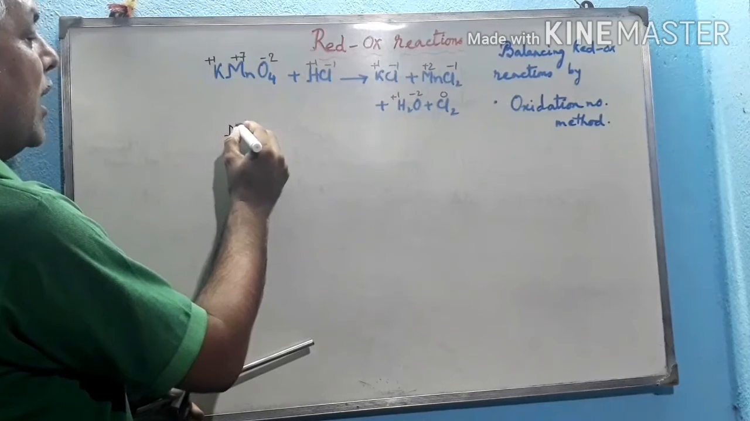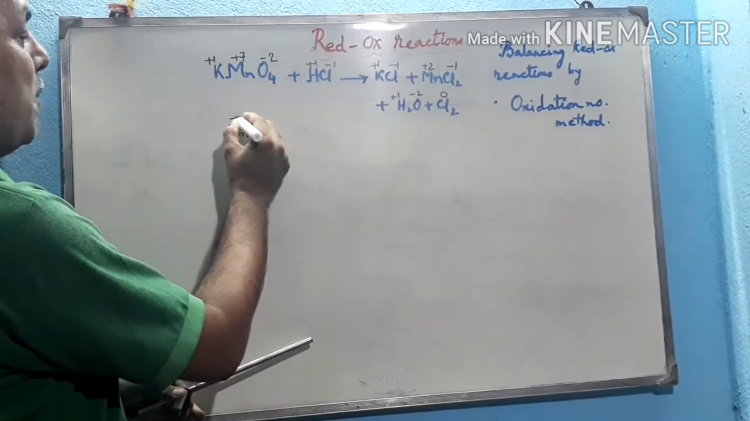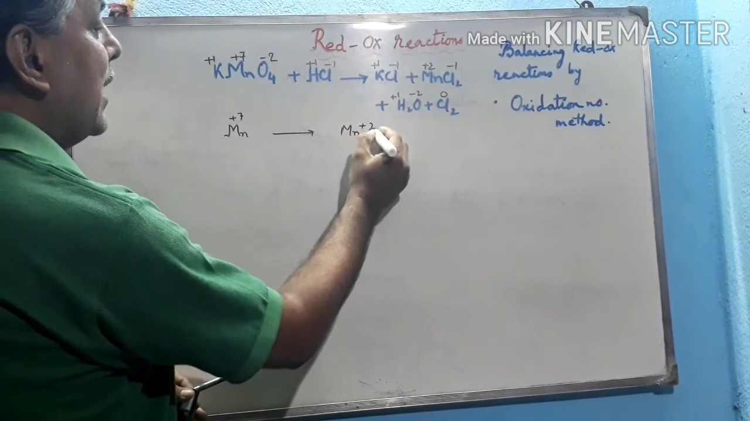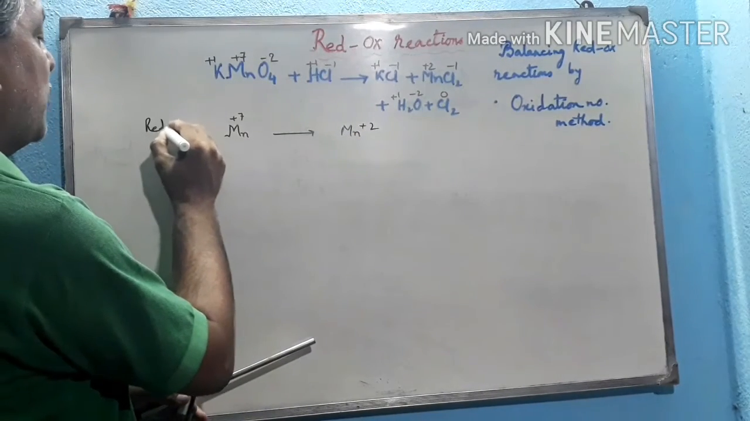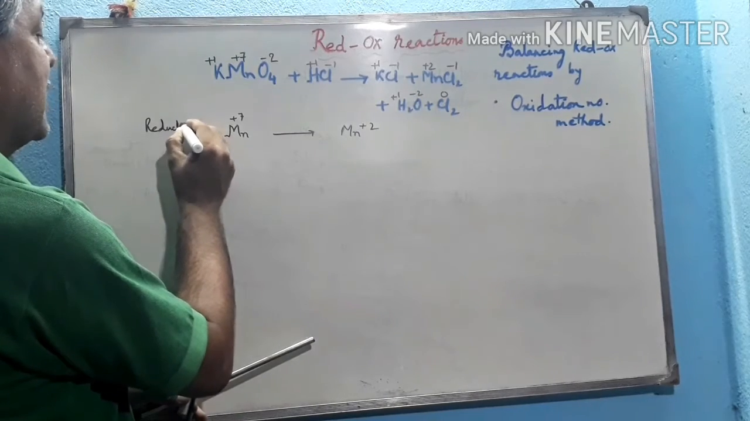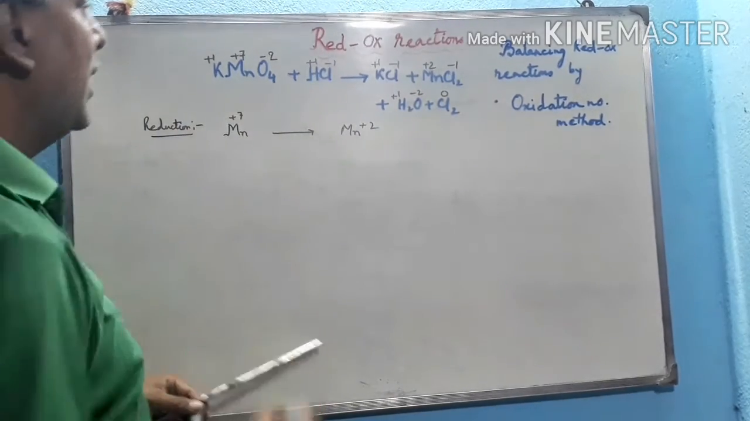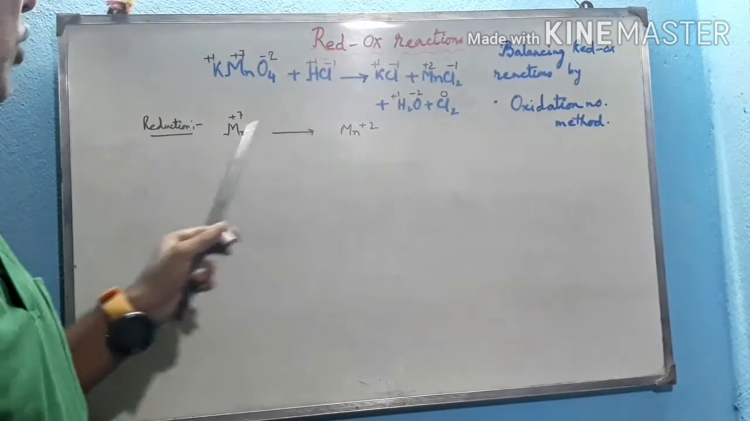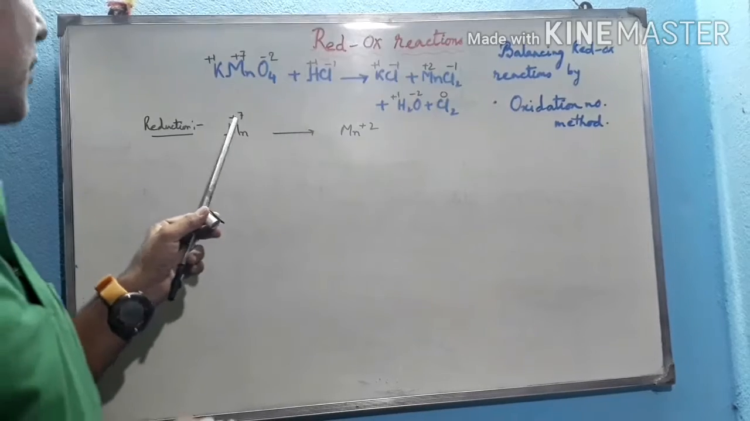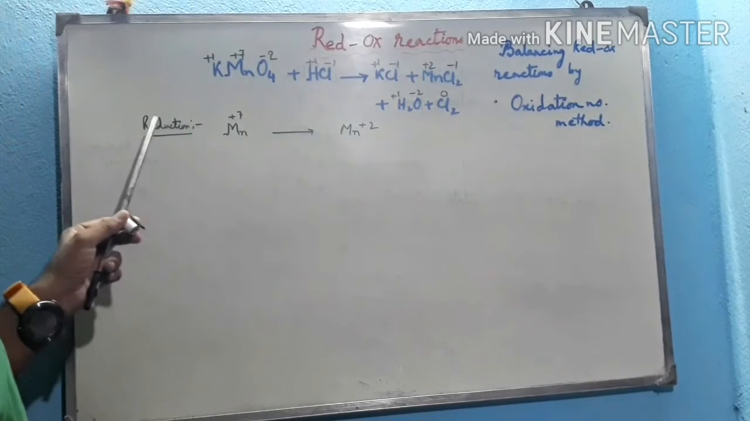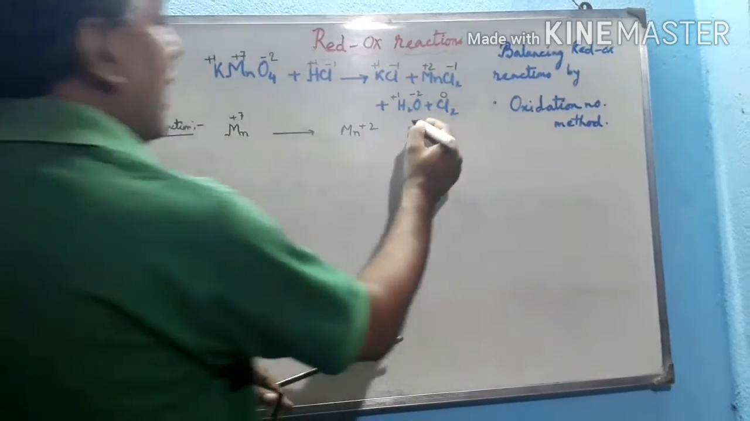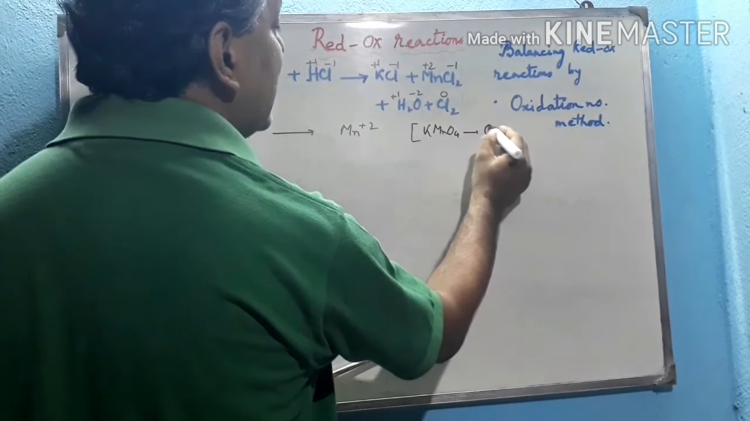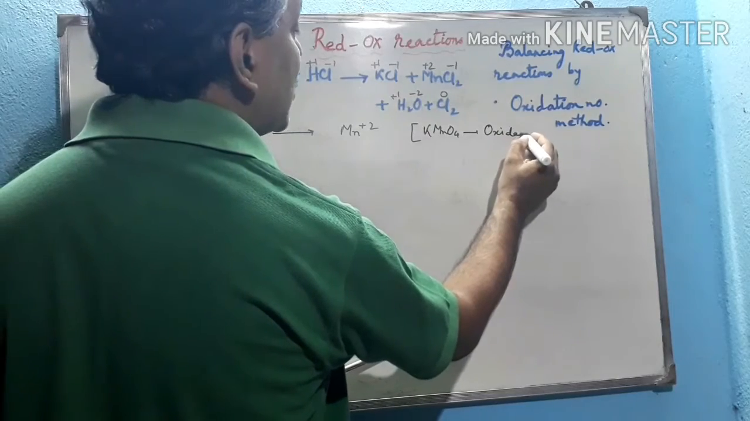So first I see that manganese goes from the +7 state to the +2 state, and this is the reduction process because the oxidation number decreases. See this manganese here in +7, here manganese in +2. So +7 to +2, the oxidation number decreases, and that's why the process is called reduction, and hence we can say that KMnO4 is an oxidant because it itself gets reduced.